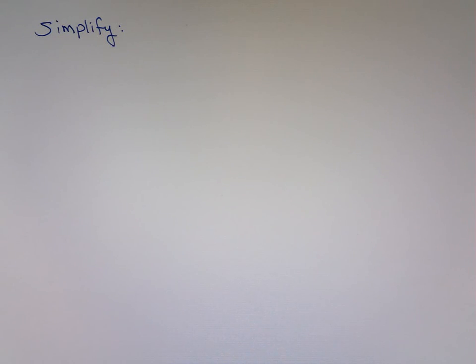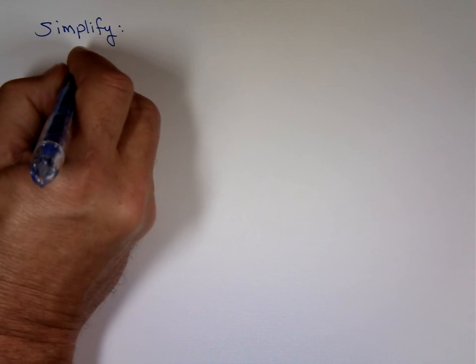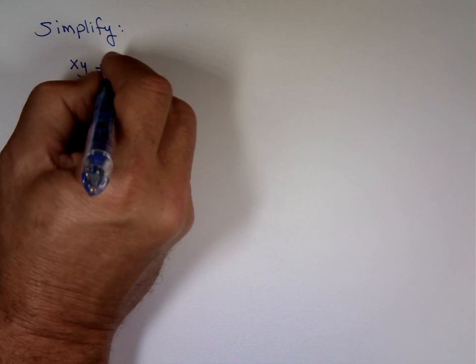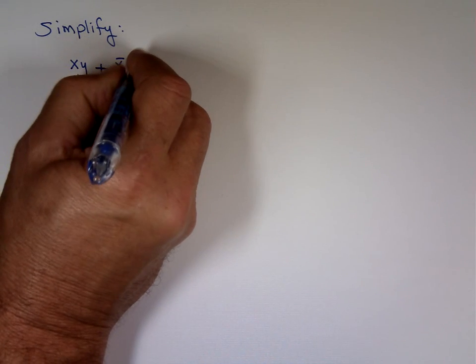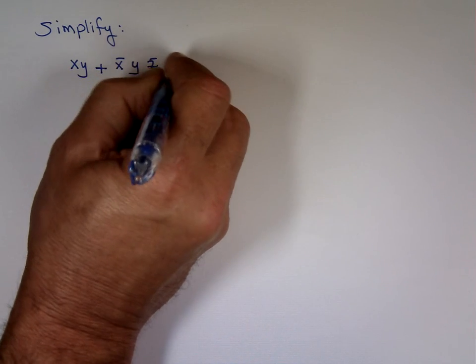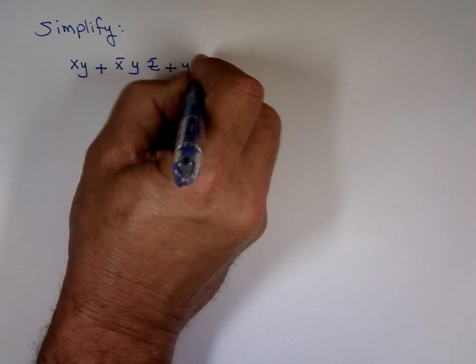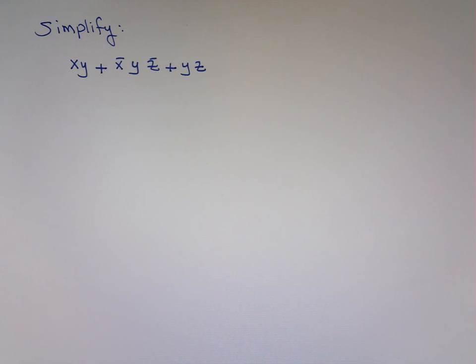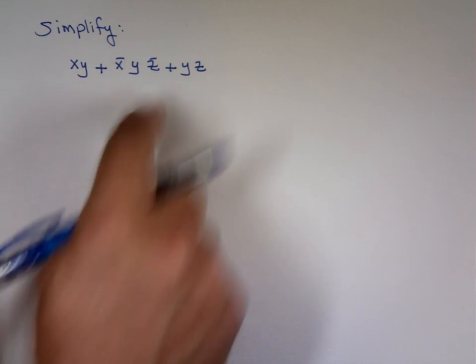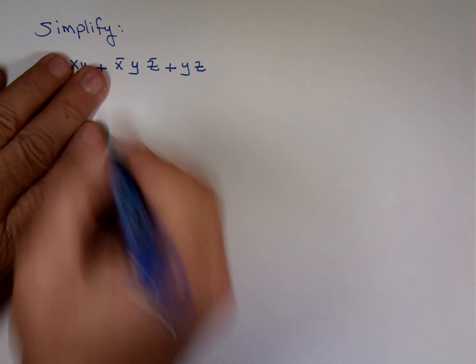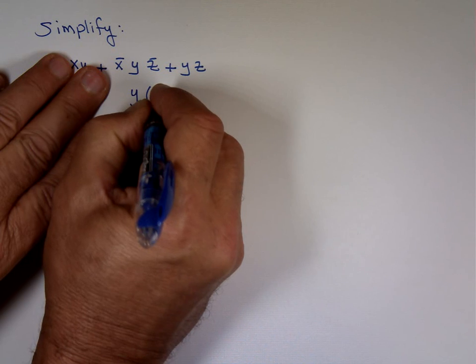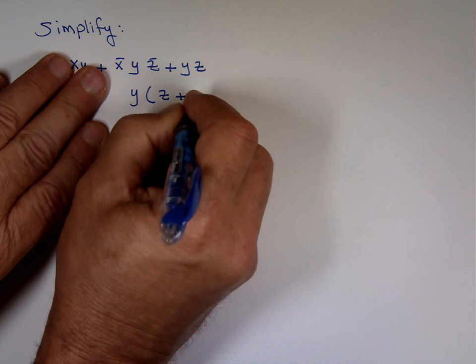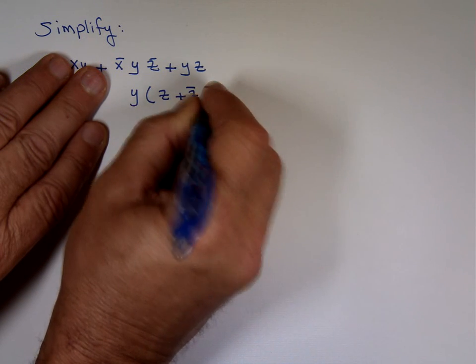Here's one problem: xy plus x bar y z bar plus yz. It says simplify that. I know I can simplify the bottom half, I mean the last two. If I factor a y out, what's left? Z plus z bar x bar.